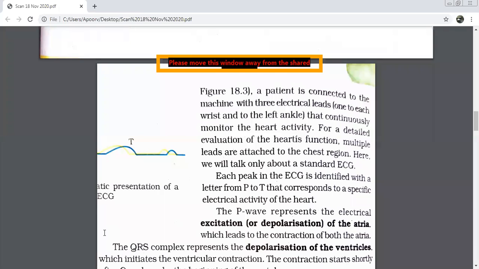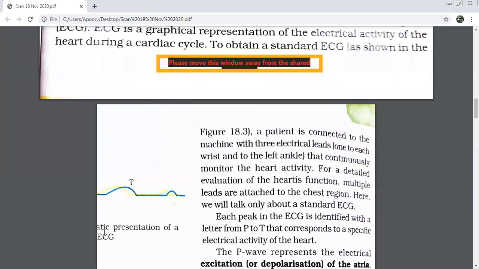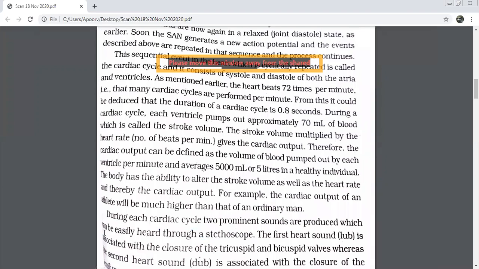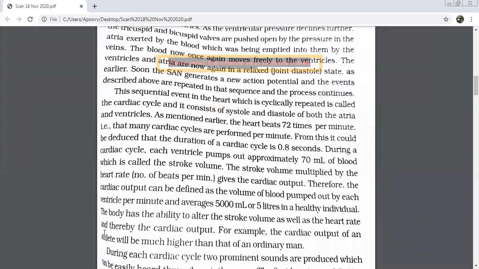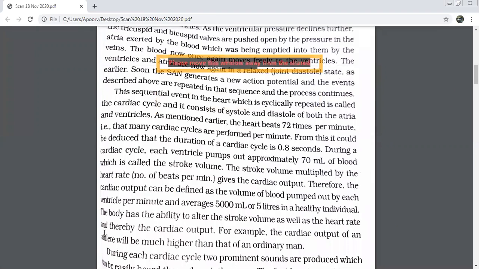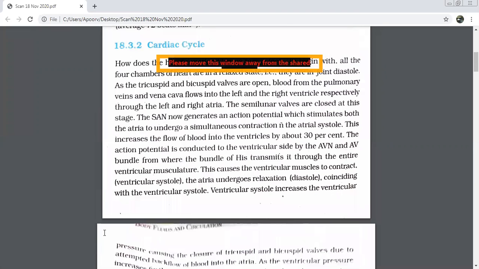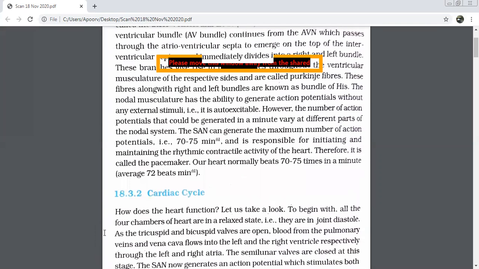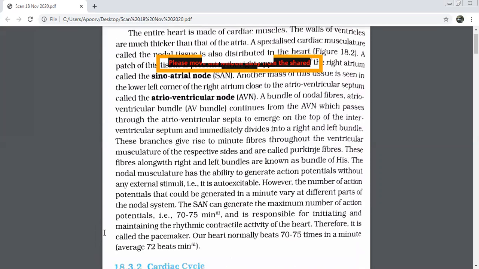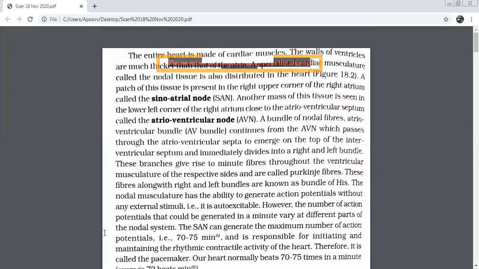Which wave represents depolarization? P wave. Which is the second heart sound? Dub. Okay. During a cardiac cycle, each ventricle pumps out approximately how many milliliters of blood, which we call the stroke volume? 70 milliliters. Okay, that is nice. Contraction in the atrial systole increases the flow of the blood by how much percent? 30%. Yes, it is 30%.